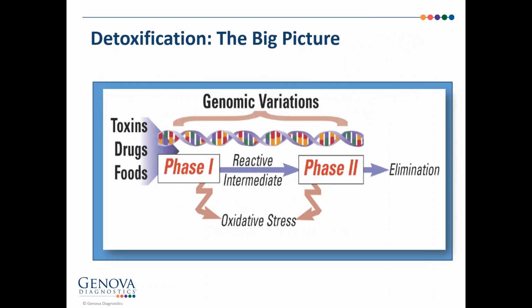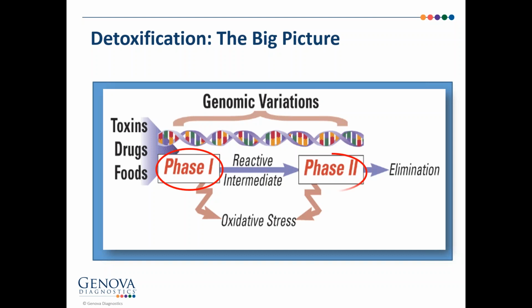We talked about this a little bit earlier. I'm just going to run through this one last time. I'm going to be obnoxious about this. But phase 1 and phase 2. So you have a toxin, the drug, the food, and estrogen. It goes through phase 1, which is the CYP 450, and it makes it into an activated metabolite.